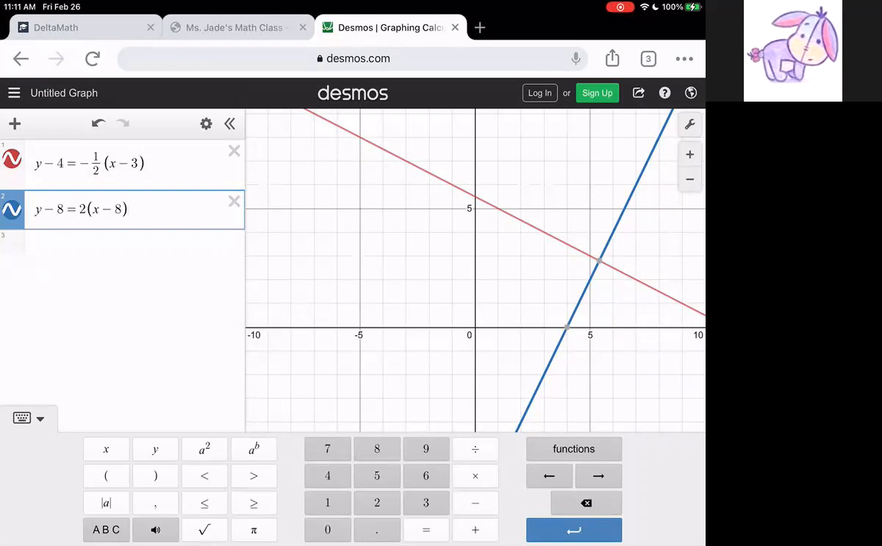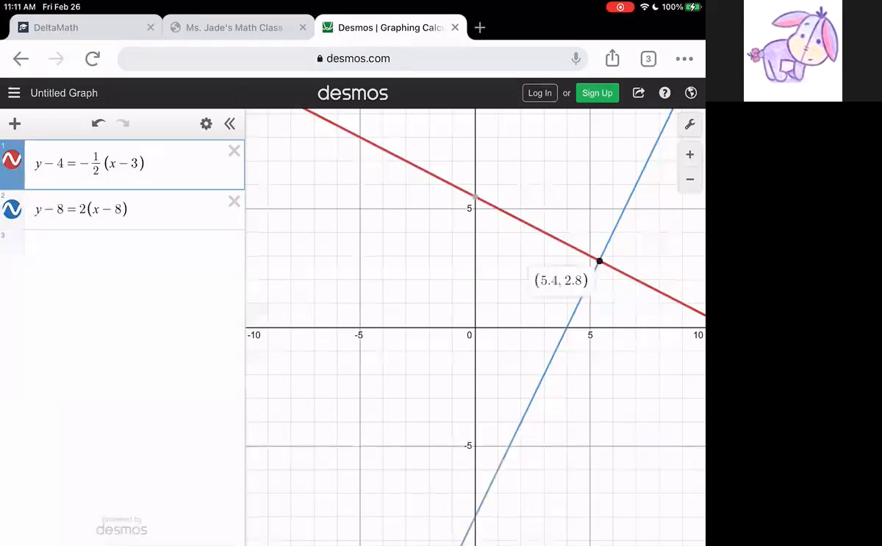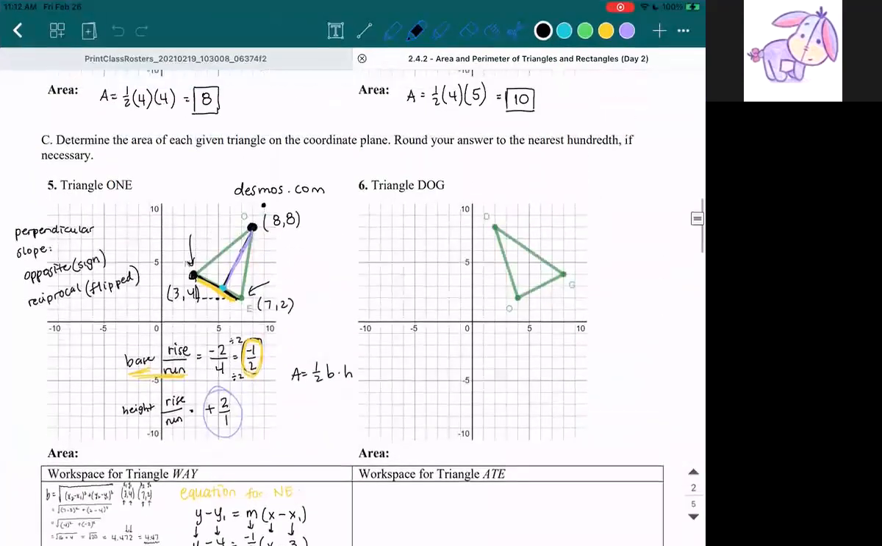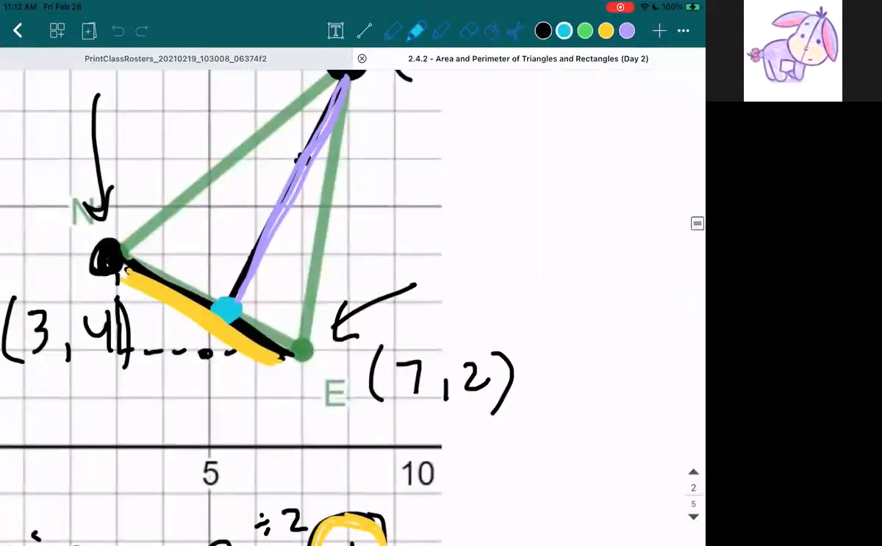If you are wondering how to type a fraction, by the way, you use the division button. You use the dividing sign, okay? Top divided by bottom. So for the negative 1/2, I literally did negative 1 divided by 2, and that's how I got a fraction. All right, so now that you've gotten your 2 lines, click on the intersection point. 5.4, 2.8. That is my intersection point. Going back over here, that means this blue point is 5.4, 2.8.